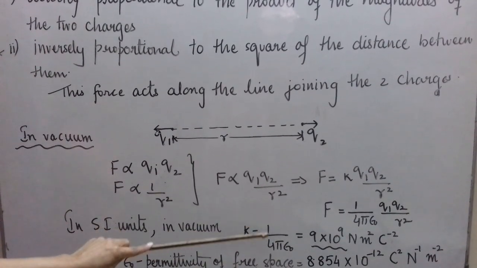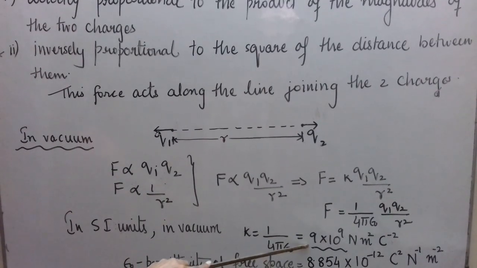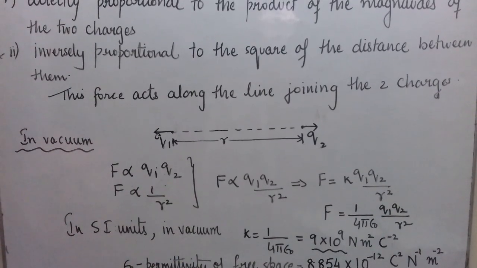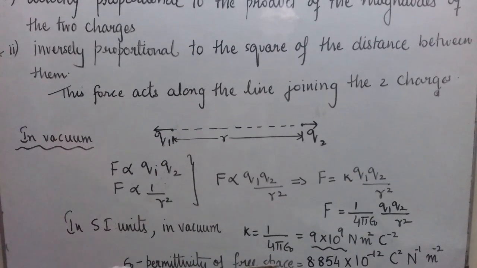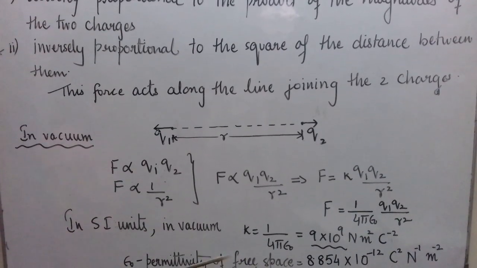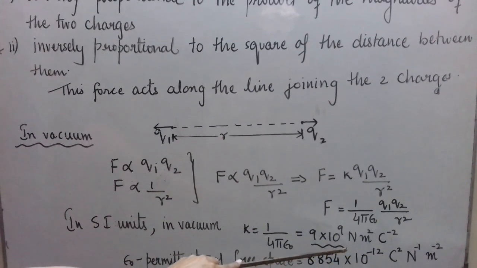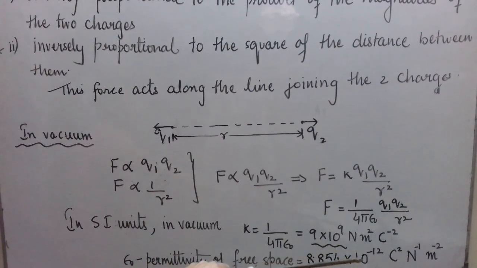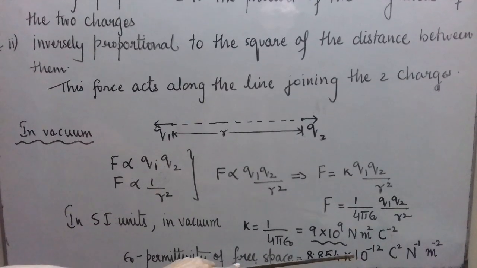So K is 1 upon 4 pi epsilon naught. You should know its value in SI system and also the value of permittivity of free space, that is epsilon naught is 8.854 into 10 raised to minus 12 Coulomb square per Newton per meter square.